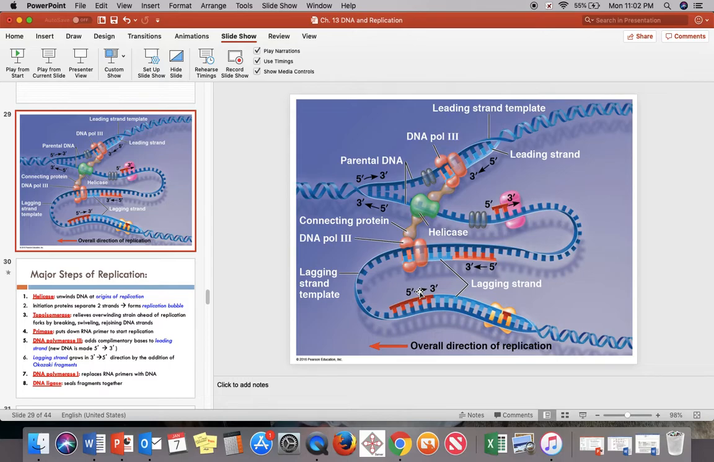And then DNA polymerase 1, when everything is pretty much said and done, is going to come through and remove that primer and then replace the nucleotides with DNA. So essentially it's taking out that RNA uracil and putting in DNA thymine.